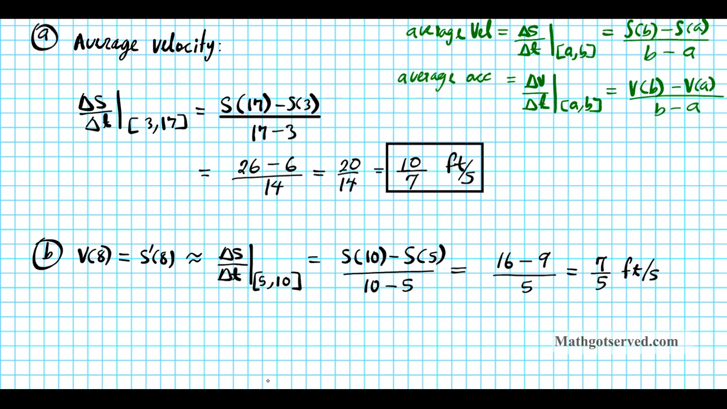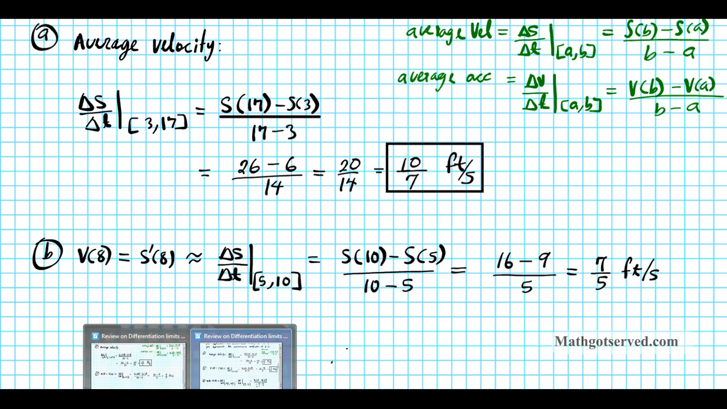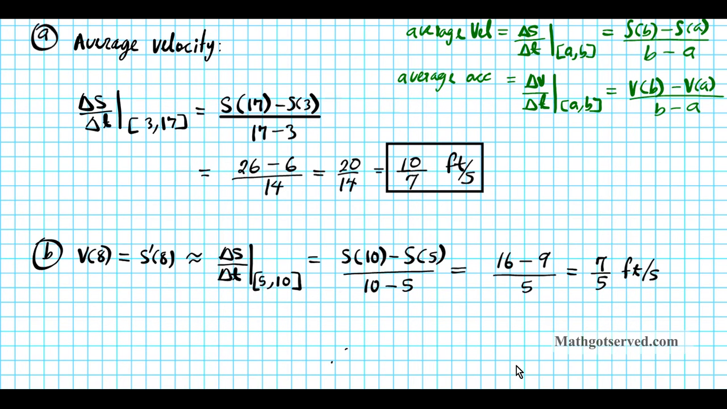All right, so this is your approximate instantaneous velocity at t equals 8. All right, so let's go ahead and box that.